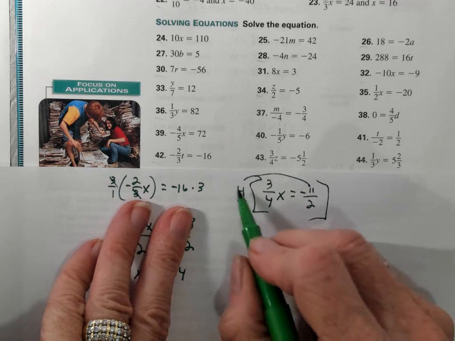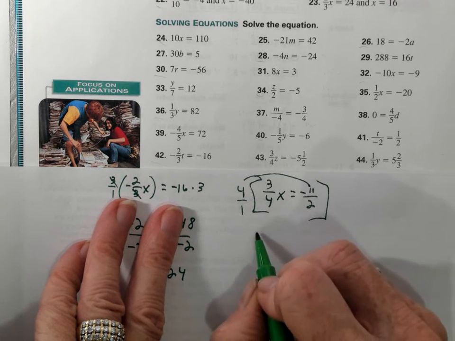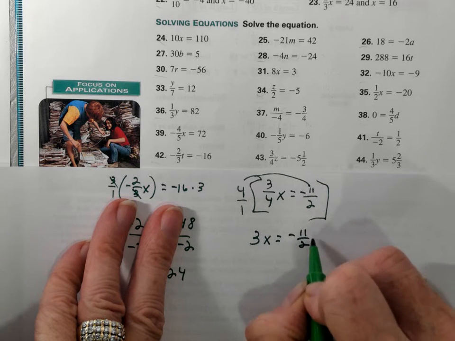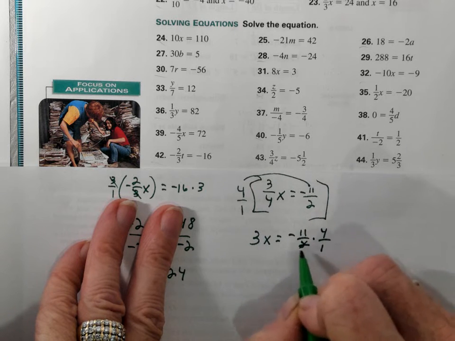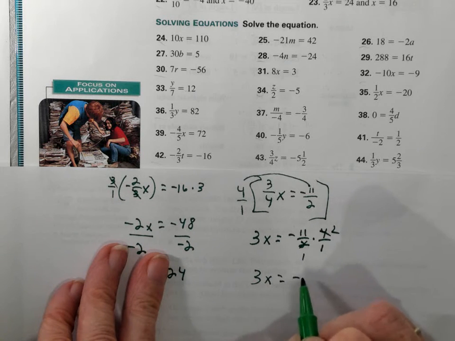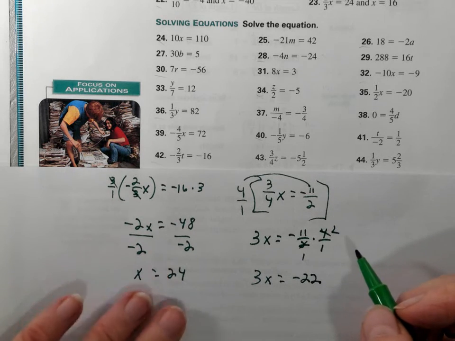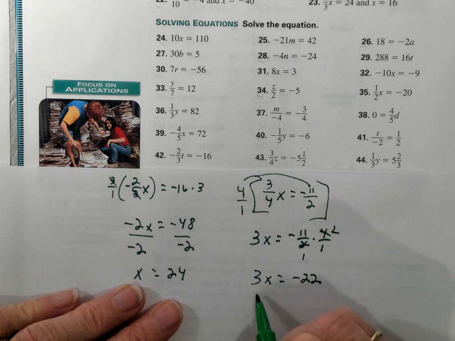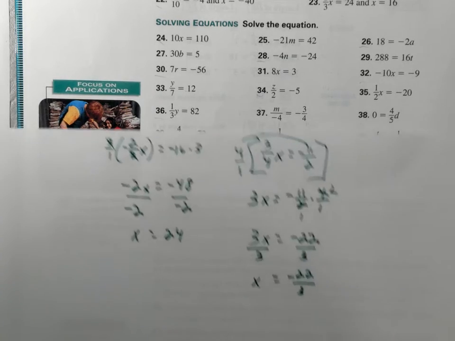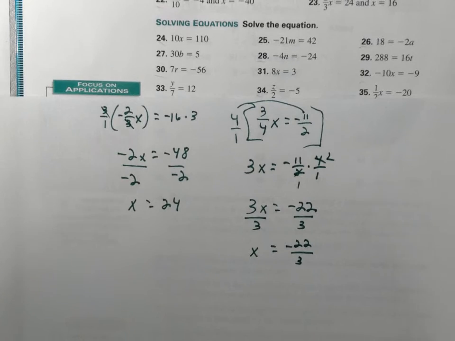So if I multiply this by 4 over 1, the 4's cancel, and I just have 3x equals -11 over 2 times 4 over 1. That becomes 1, that becomes 2, so I get 3x equals -22, right? And then when I divide by 3, it's much easier, and I get x equals -22 over 3, and then you just rewrite it as a mixed number.